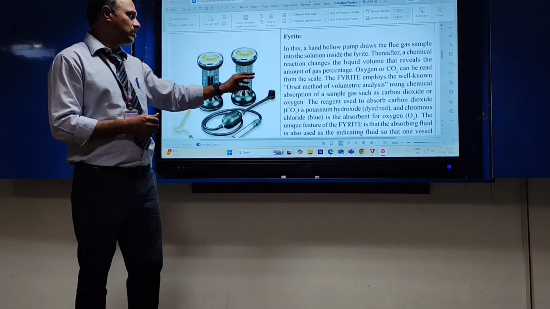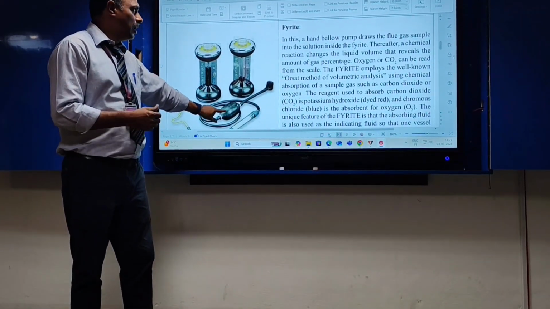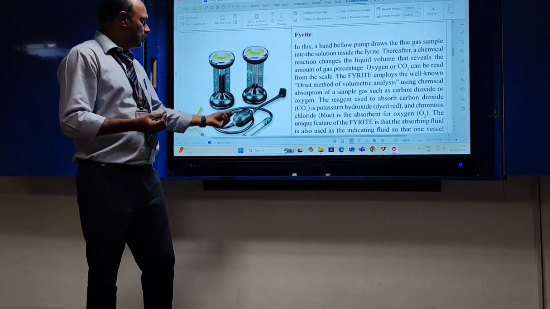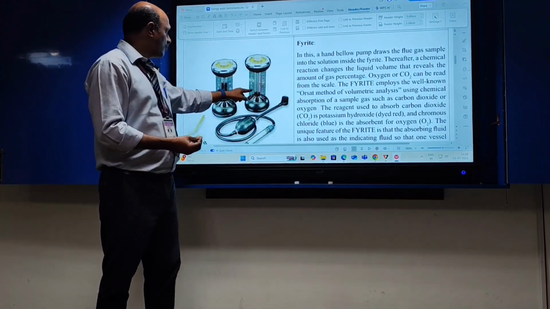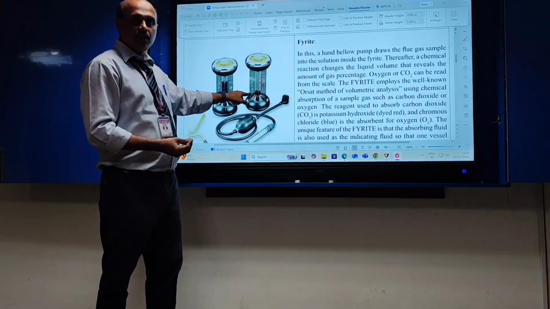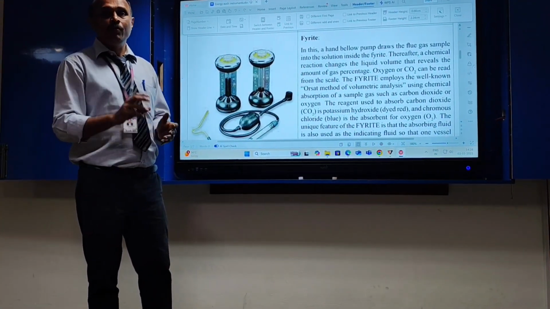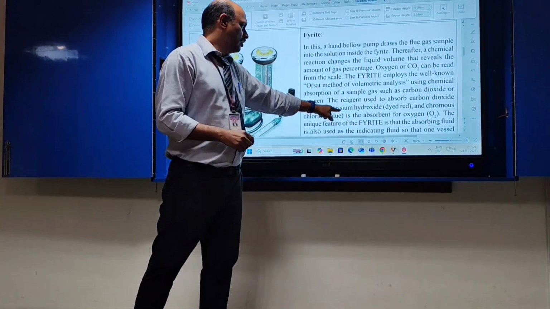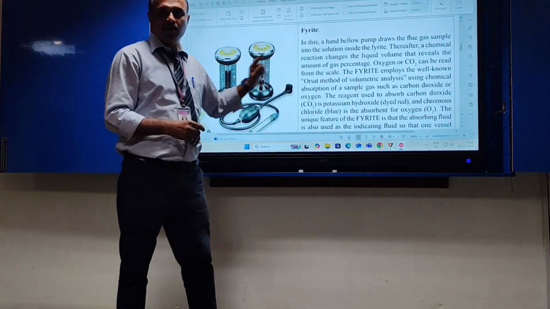The Fyrite uses the volumetric analysis method. There is a small gas pump, and when you press it, a flue gas sample is taken and filled in this chamber. How do we find out how much oxygen and how much carbon dioxide there is? The reagent used is potassium hydroxide, which is used to find out the amount of carbon dioxide.